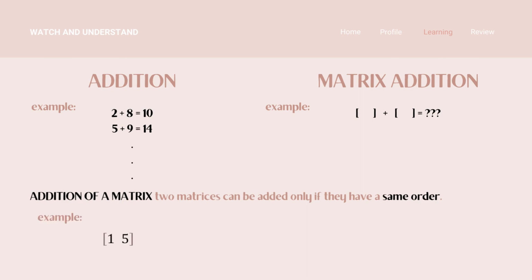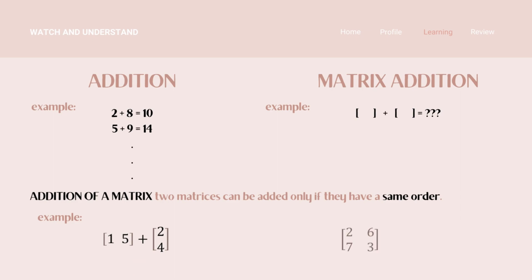The first matrix is 1, 5 in a row and the second one is 2, 4 in a column. Can these two matrices be added? To know if they can be added, you have to look at the orders. The first matrix has 1 row and 2 columns. Its order will be 1 by 2. And the second matrix has 2 rows and 1 column. Its order will be 2 by 1. Now, are the orders the same? No, they are not. This tells us that these two matrices cannot be added. Remember that matrices with different orders cannot be added.